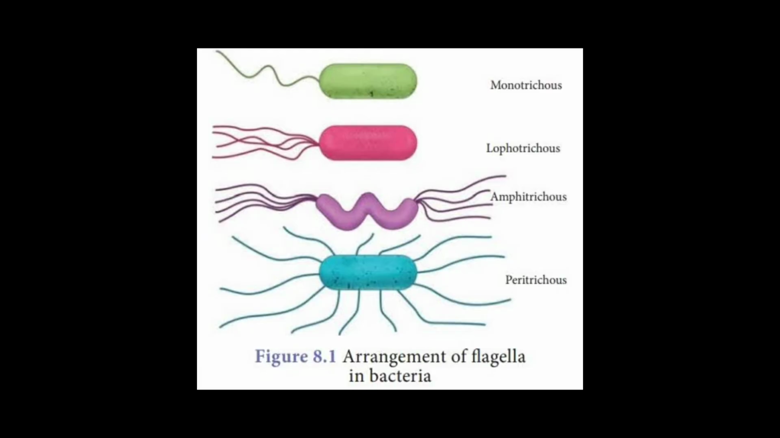One flagellum is the monotrichous condition, a tuft of flagella is the lophotrichous condition, flagella on both the sides is the amphitrichous condition. Flagella all throughout the body is called the peritrichous condition.